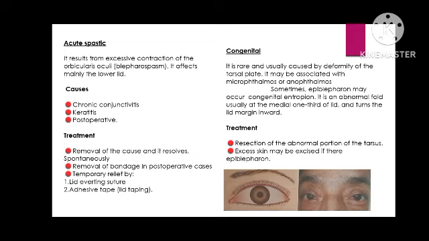Spastic entropion is a result from the excessive contraction of orbicularis oculi. It affects mainly the lower lid. Causes are chronic conjunctivitis, keratitis, and post-operative. Treatment is removal of the cause and its results. Removal of bandage in post-operative cases, and temporary relief by lid evertive suture and adhesive tape.